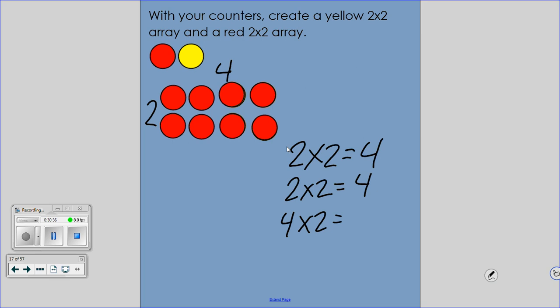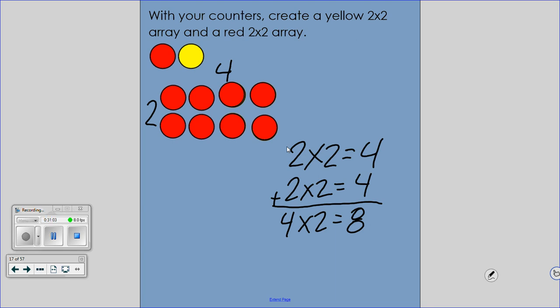Get your line together. Emily? 8. A 2 by 2 array plus another 2 by 2 array equals a 4 by 2 array. 4 plus 4 equals 8. Get that in your notebook, please.